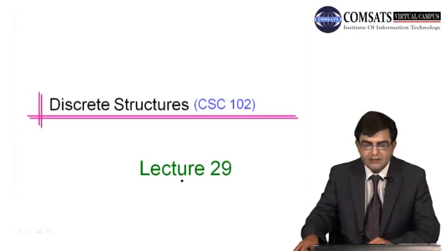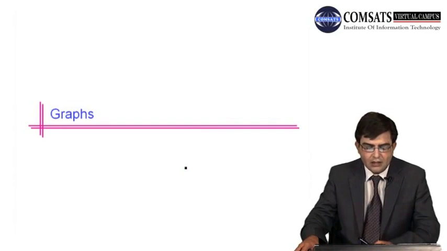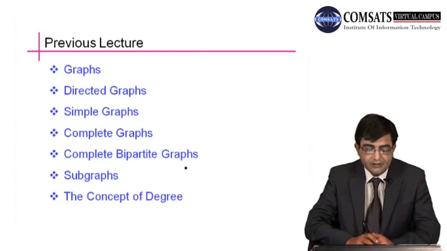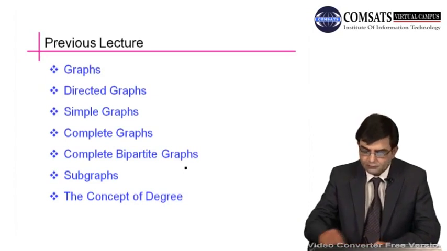In the previous lecture we started graphs and discussed some basic definitions and notations of graphs. Today we are going to continue with graphs. In the previous lecture we discussed directed graphs, simple graphs, complete graphs, complete bipartite graphs, and we just started subgraphs. Today we shall start from subgraphs and the concept of degree. What is the degree in graphs?